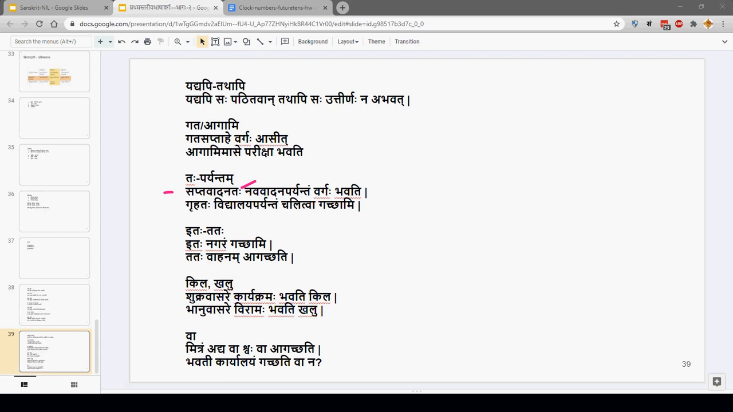Alternatively, you can just add kim there. Bhanuvasare virama bhavati kim. Is break time happening on a Sunday? So you can add kim there, but this is another form, adding khalu. So you are stating the sentence first, Bhanuvasare virama bhavati khalu. Then, is it? That is with the intention of knowing whether it is there or not. Whereas kila is more like an affirmation.